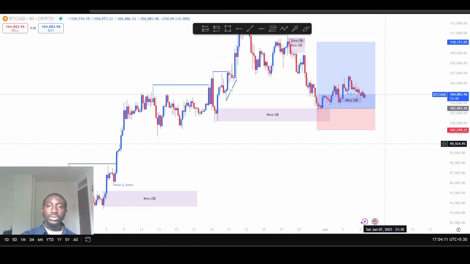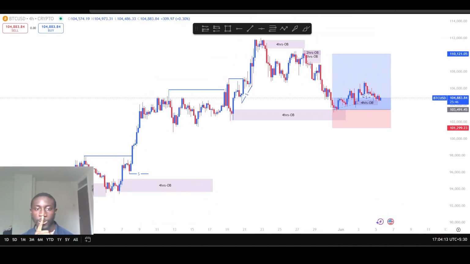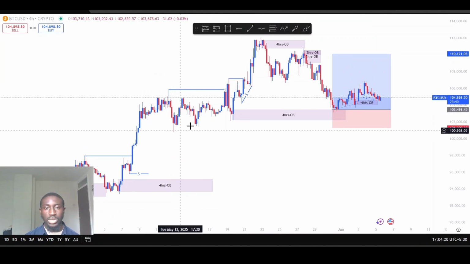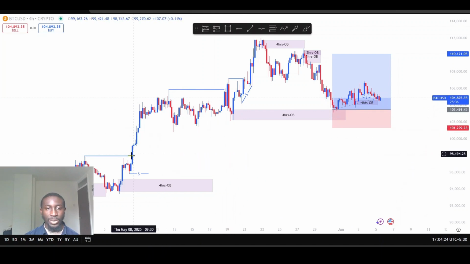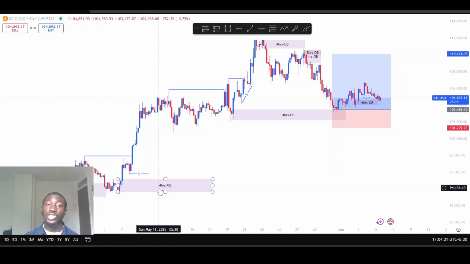But moving on, let's check another part. If you observe, we still have some lows. These are lows, these are liquidity areas. This is a fair value gap, this is a breaker block, this is also liquidity, and this is a sharp, clean 4-hour order block that has not been mitigated. Don't forget, it is at 94k.